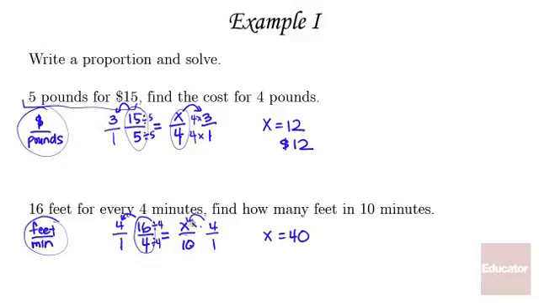Okay, so again, these two have to be equal. This is the same as 4 over 1. So that means this has to be the same as 4 over 1. Okay? So 1 times 10 is 10. So 4 times 10 has to be 40. And then how many feet? So then x is going to be 40 feet.